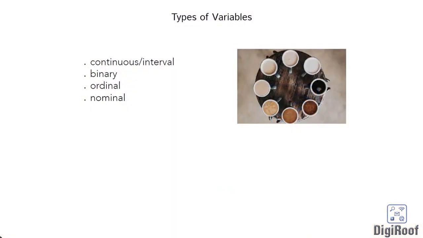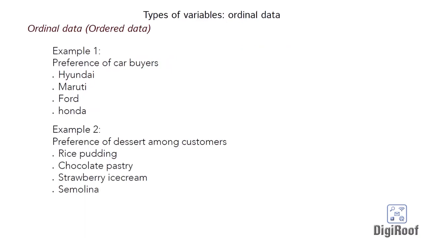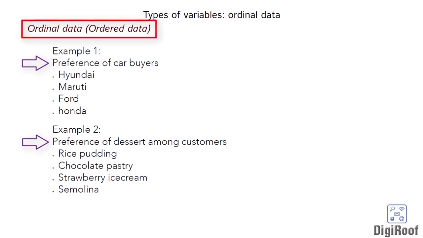We will continue the discussion from the previous video and understand ordinal and nominal variables. First, we will understand ordinal data. While clustering, you will come across variables where the data is ordered. Examples of such variables could be preference of car brand among the car buyers or ranking of desserts among the survey takers. Such variables that have a ranking or some kind of order are called ordinal variables.